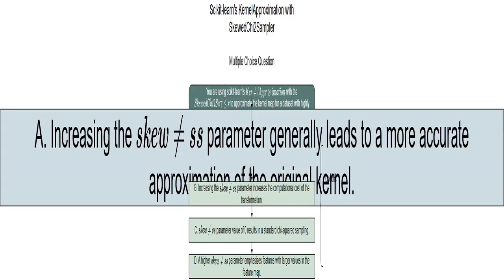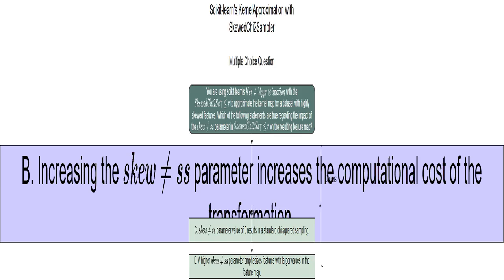Increasing the skewness parameter might improve accuracy for very skewed data, but it's not a guaranteed improvement. It could even hurt accuracy if the data isn't that skewed, or cause overfitting. The ideal skewness value depends heavily on the specific data. This statement is generally false.